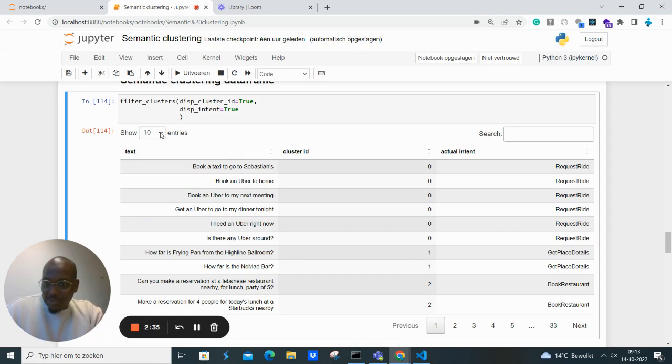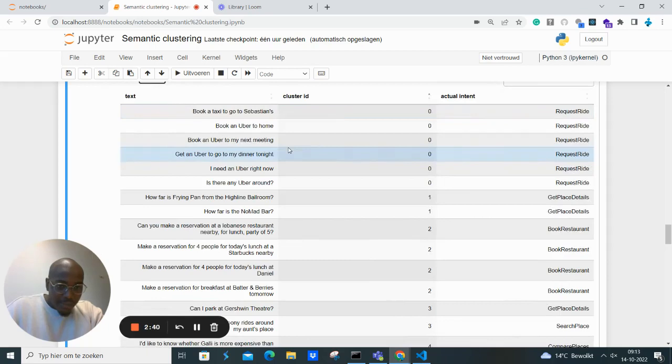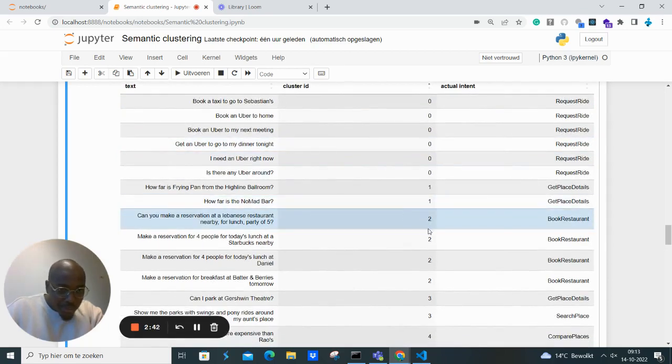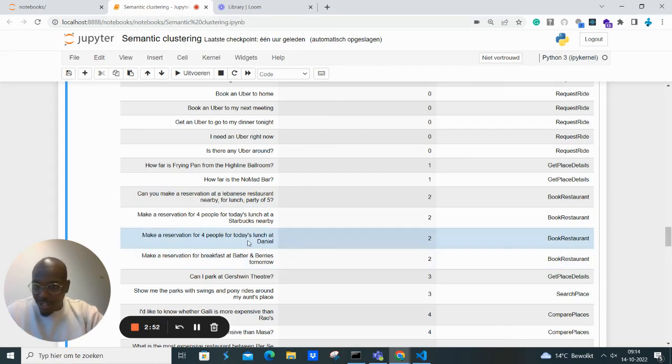And if we look at cluster ID number 1, we can see that the intent is labeled as get place details. And if we would expand this and show 25 entries, then we can look at cluster ID number 2, and this is about an intent book restaurant. If you look at the sentences here of cluster ID 2, they all are about a person who wants to book a restaurant or make a reservation. So the model did actually a good job in creating clusters of sentences that have a similar meaning.